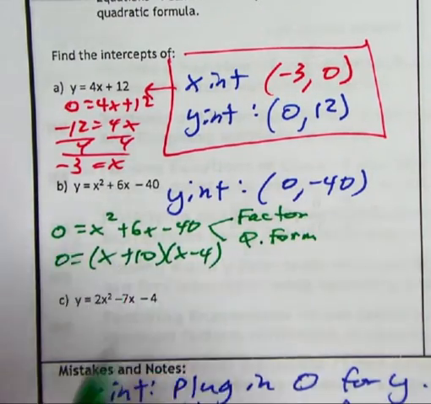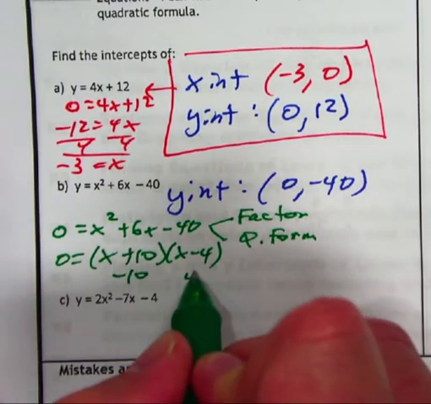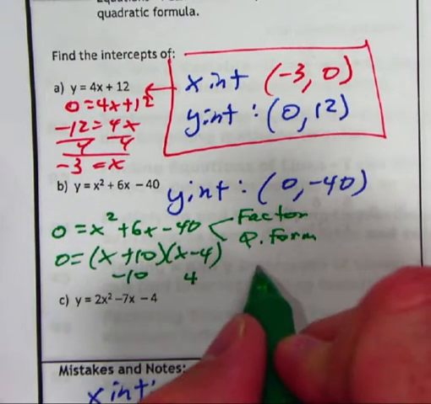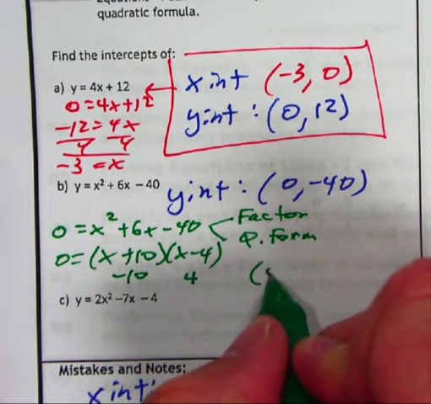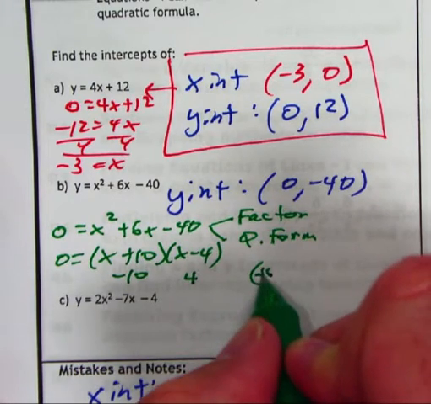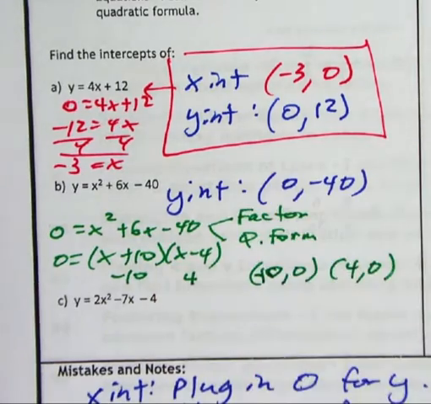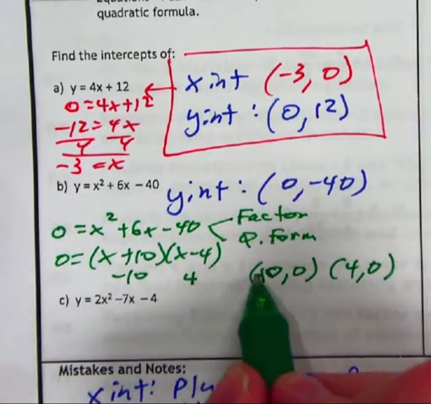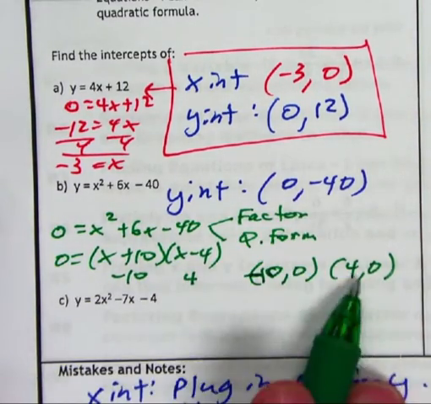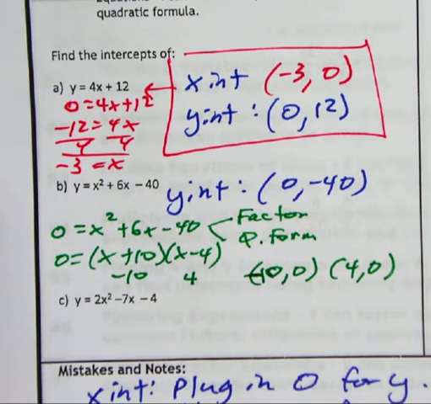And then when does this equal 0? Negative 10. When does this equal 0? Positive 4. So the two x-intercepts would be (negative 10, 0) and (4, 0). Those are my two x-intercepts, because each one is the opposite of the factors.